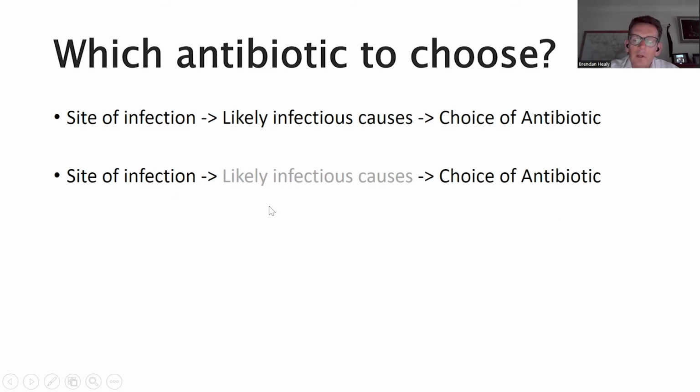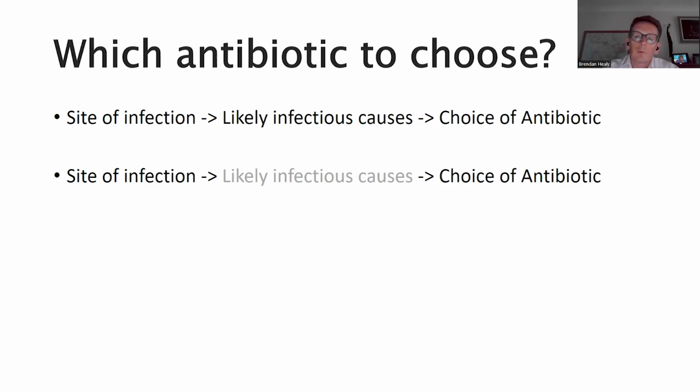The way that we try to unpick this is we go back to the likely infectious causes, and then we start to try and work out, right, why might this antibiotic not be working in this particular setting? So I just encourage you to understand that as a process without necessarily going into the detail around it.